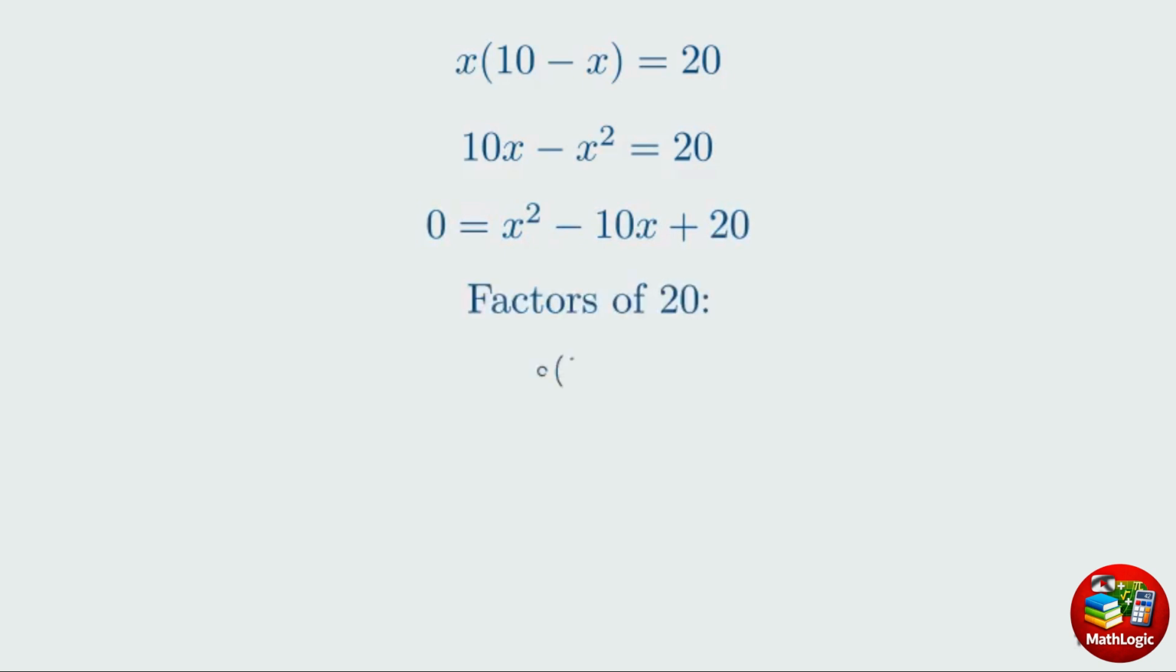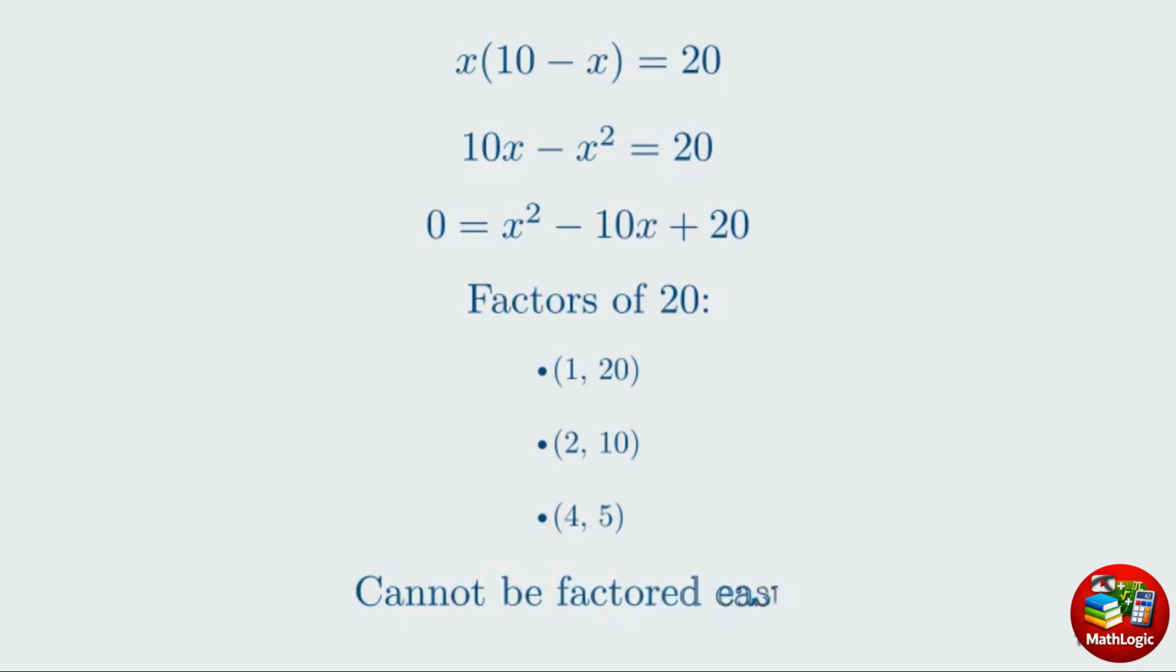Can we find two numbers that multiply to positive 20 and add to negative 10? Think about the factors of 20: 1 and 20, 2 and 10, 4 and 5. If we try to make them add to 10, we get 1 and 20, that's 21, 2 and 10, that's 12, and 4 and 5, that's 9. None of these pairs add up to 10. This means the quadratic equation cannot be factored easily, so we'll need to use the quadratic formula.